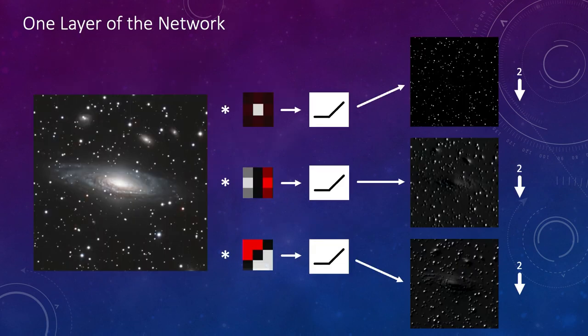Here's what one layer of that network might look like. I have my original image here, and I'm going to apply some convolution kernels to it. I've got three here, different ones. There's a high-pass filter, a horizontal edge detector, and a diagonal edge detector. Then I'll run it through some thresholding, and it'll produce some output images. Then I'll downsample those by two. Great, that's a layer of the network. We wouldn't, by the way, just stop at three kernels. We'd probably have 16 or 32 or 64 different kernels. Pick a number.